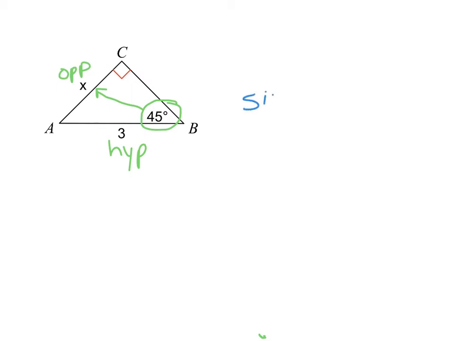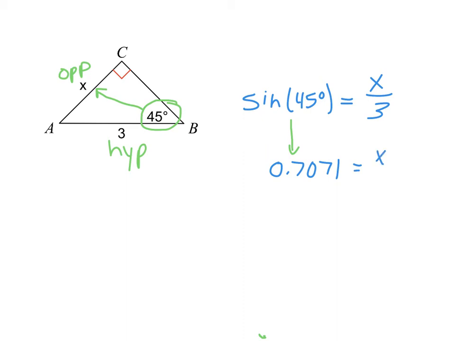So I'm going to write out sine of 45 degrees equals, and then its opposite, which is x, over hypotenuse, which is 3. So sine of 45 degrees equals x over 3. And then what I'll do is convert sine of 45 degrees into a decimal number from my calculator, sine of 45. It rounds off to 0.7071. We're always going to go with 4 decimal places on this one. 0.7071 equals x over 3.